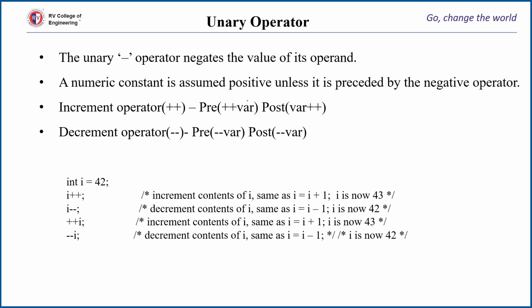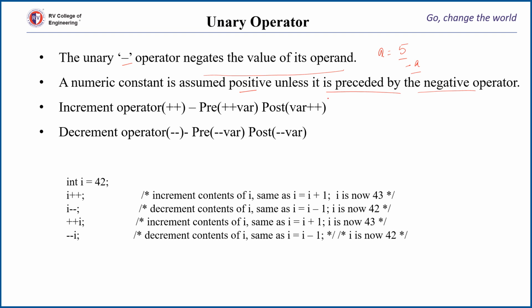Coming to your unary operator, as discussed, we have minus, which negates the value of the operand. For example, I have a is equal to 5. Now, I want to negate this value, so I will have something like this: minus a. A numeric constant is assumed to be positive until it is preceded by a negative operator.